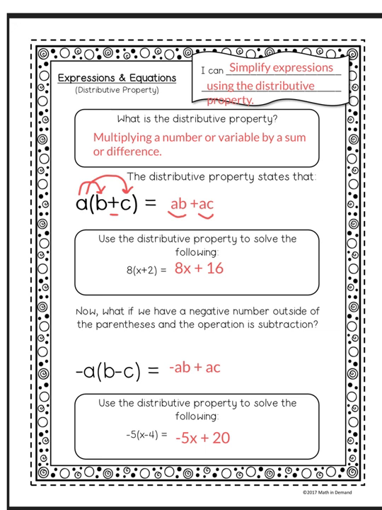So all we did was we multiplied A by everything in the parentheses, and that's all we can do. These are all variables. We don't know any numbers, so that's as far as we can do.